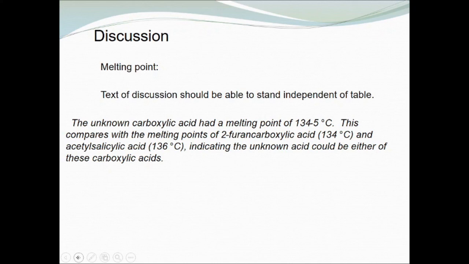So, an example here: the unknown carboxylic acid had a melting point of 134 to 135 degrees Celsius. This compares with the melting points of 2-furan carboxylic acid and acetylsalicylic acid, indicating the unknown acid could be either of these carboxylic acids. You do not need to compare it to the other acids in the table to which it does not compare. If it only compares with one, you can just relate it to that one compound. However, if there are two possibilities, in this case 134 and 136 degrees are both plausible identities for this unknown, you would mention both of those.